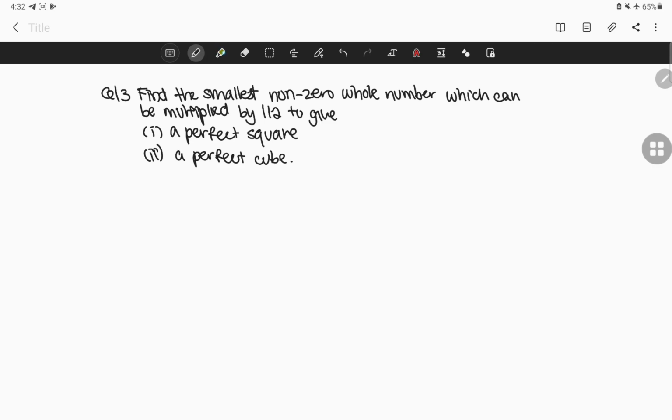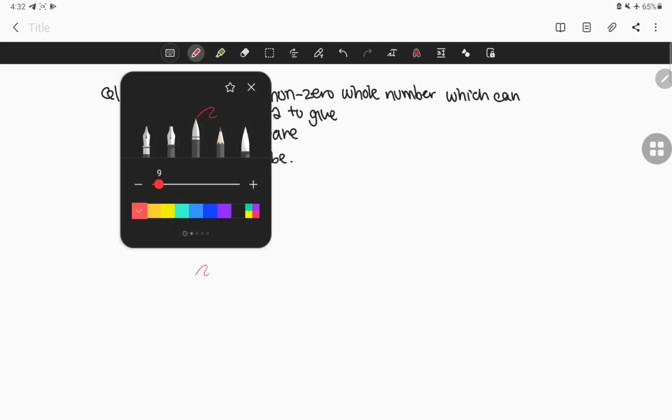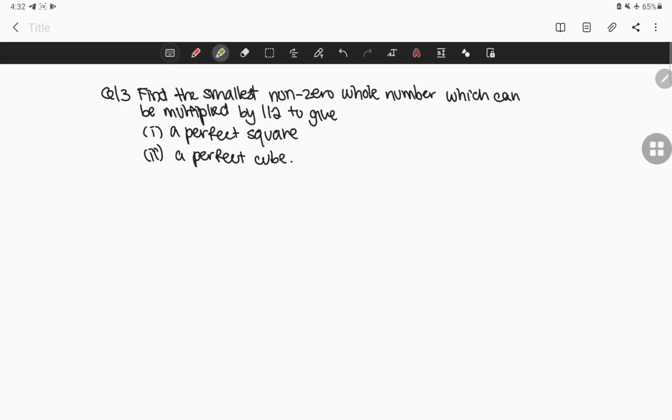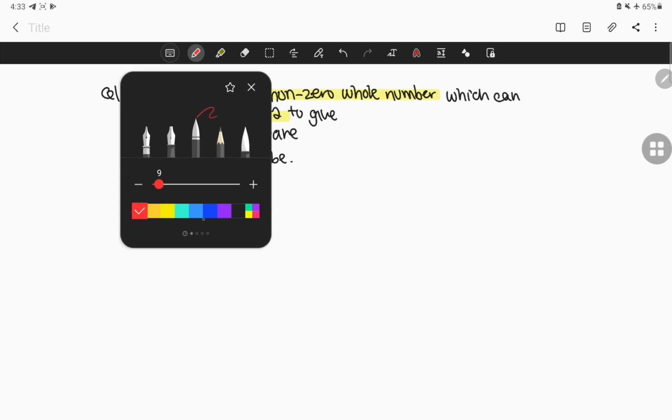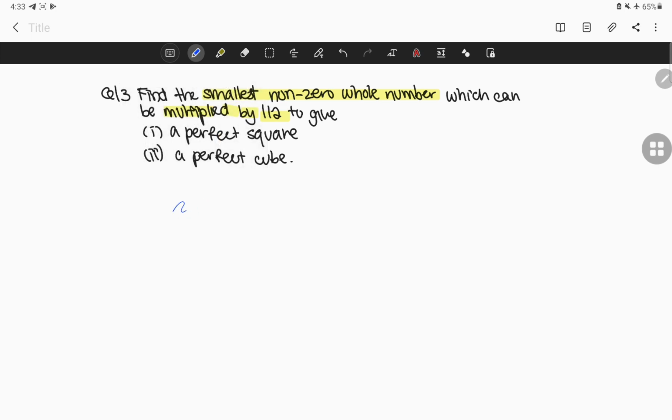So here is question 13. Let's analyze this question. It says that you are supposed to find the smallest non-zero whole number that can be multiplied by 112 to give either a perfect square or a perfect cube. What this means is basically 112 multiplied by a certain number, let's call it p. This would be a perfect square.